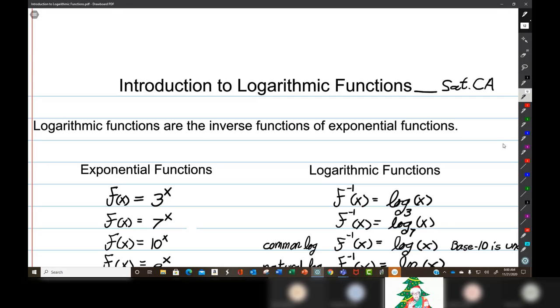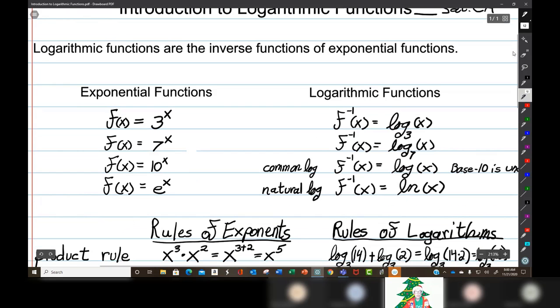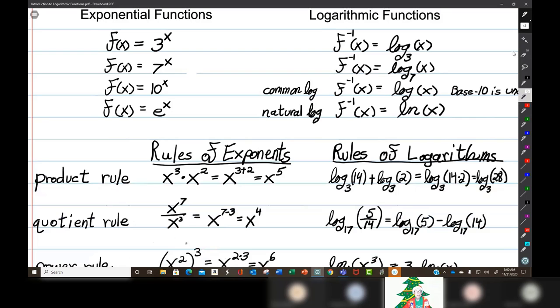And just the basic answer that doesn't tell you much is that logarithmic functions are the inverse functions of exponential functions. And we're going to actually go through the process of finding the logarithmic function as the inverse of an exponential function. But right now, we're just going to look at what some of those inverse functions are. Suppose you have the exponential function f of x equals 3 to the x. Then its inverse is going to be log base 3 of x.